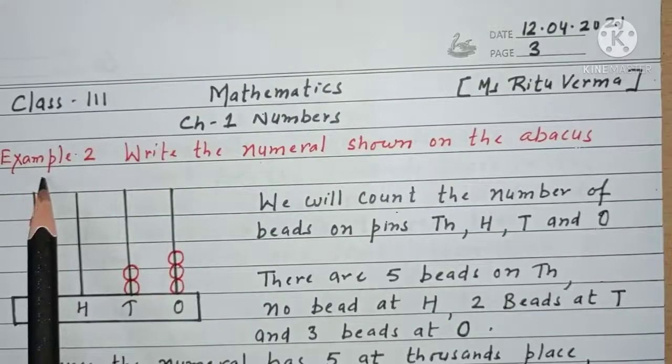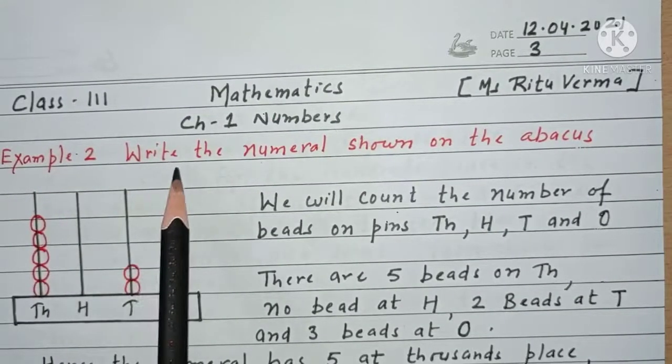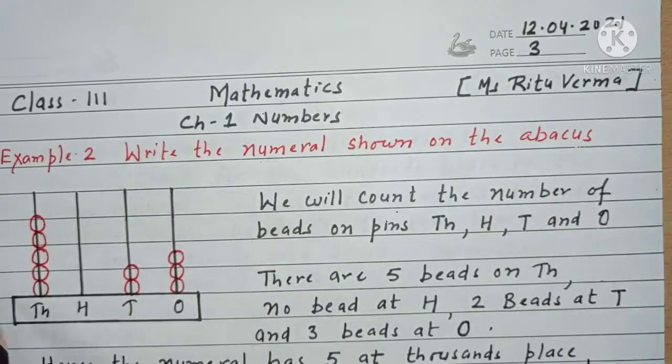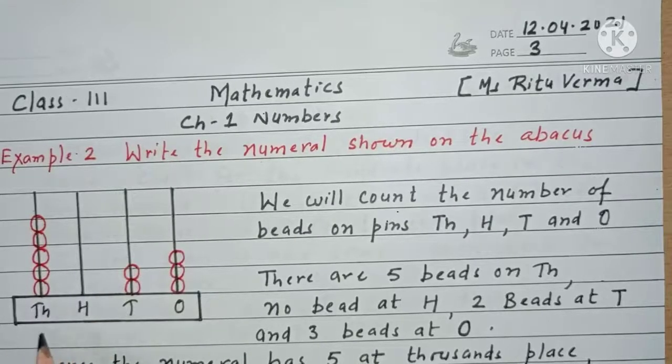Now through example 2, we will learn how to write the numeral shown on the abacus. Now the numeral is shown on the abacus and we have to tell which numeral it is. Children, what will we be doing? We will just count the number of beads on the pins.